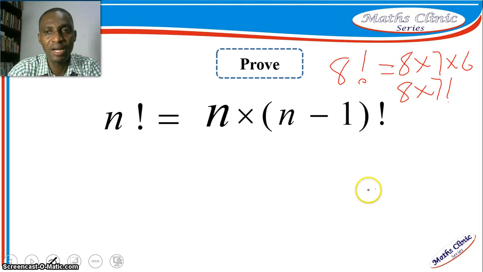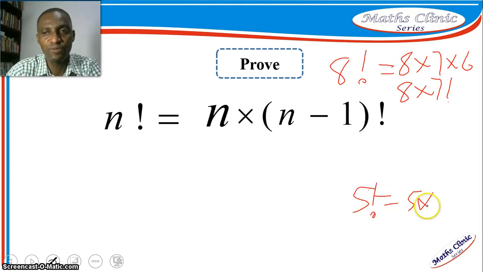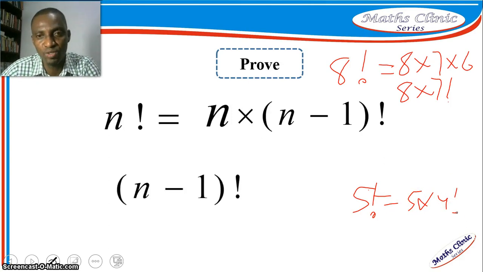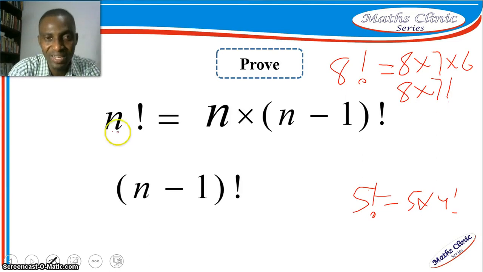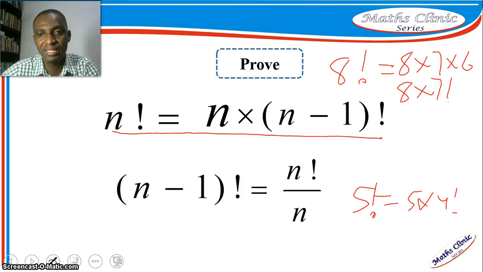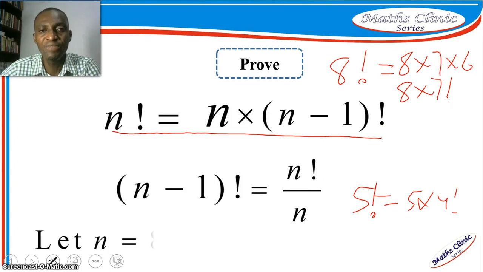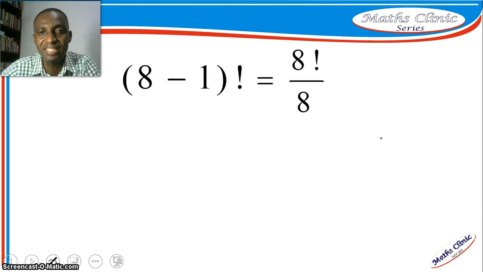If I have 5 factorial, it's the same as 5 times 4 factorial. All right. So if that is true, then we can say n factorial is equal to n times n minus 1 factorial. If I make n minus 1 factorial the subject of this relation, then I can write it as this. It makes sense, right? Good. So if that is true, then if I let n be equal to 8 and substitute 8 into this statement, I have 8 minus 1 all factorial is equal to 8 factorial over 8.